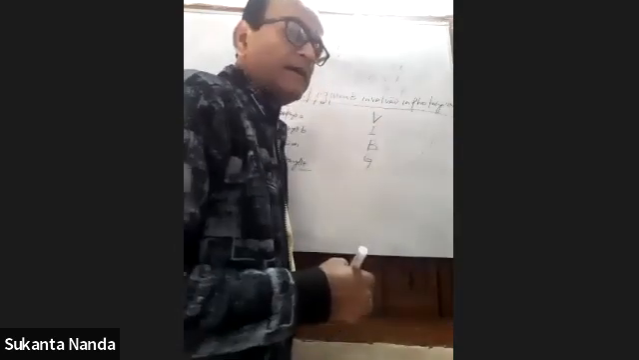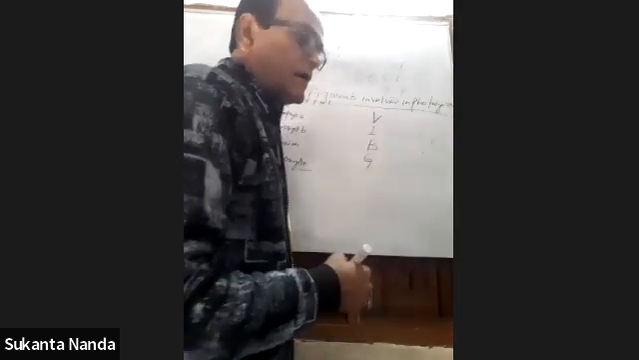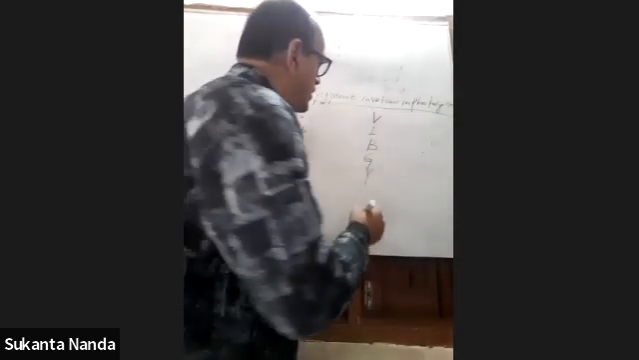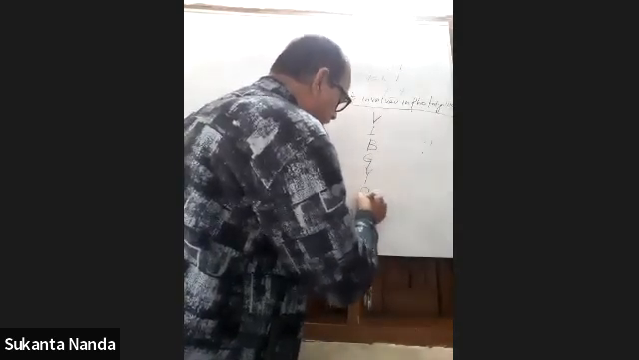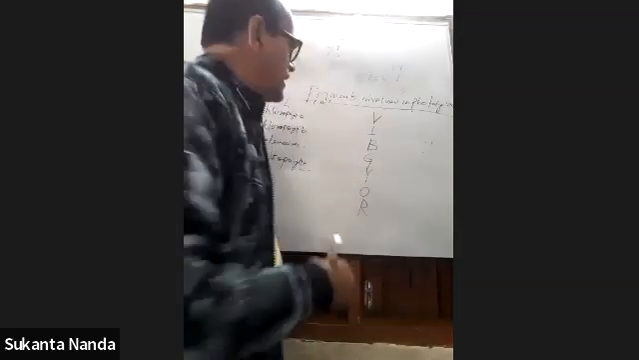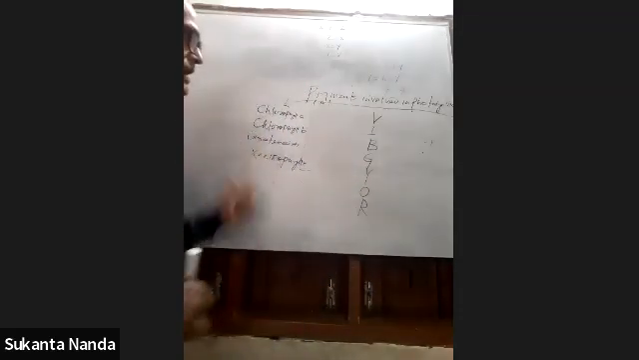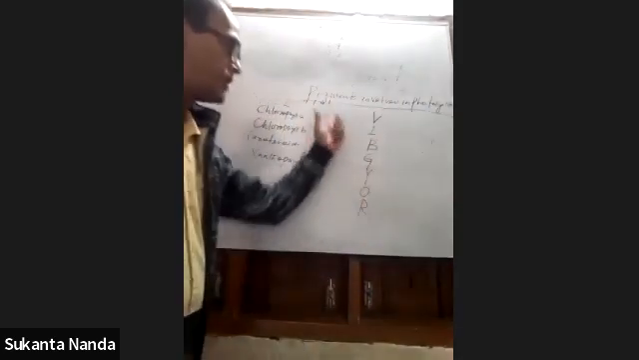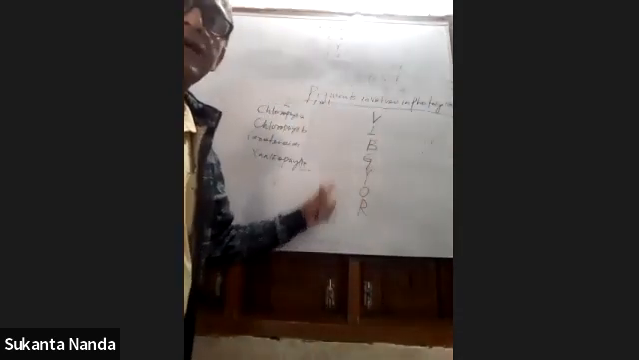yellow, orange, red. This is the dispersion of the colors of white light.